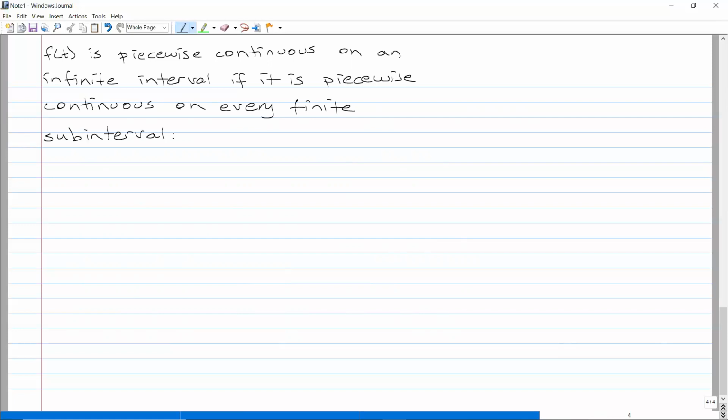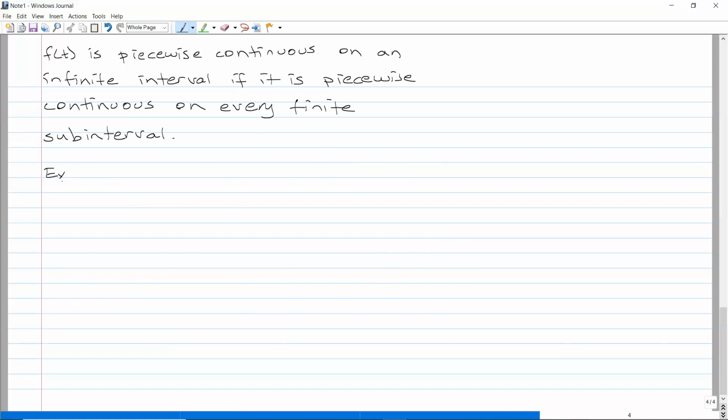So on this infinite interval, the function may have jump discontinuities at infinitely many points, but on any finite subinterval, there must be only finitely many of those points.